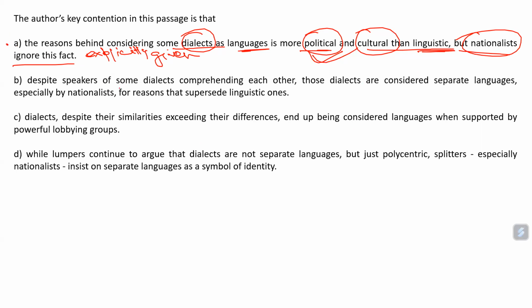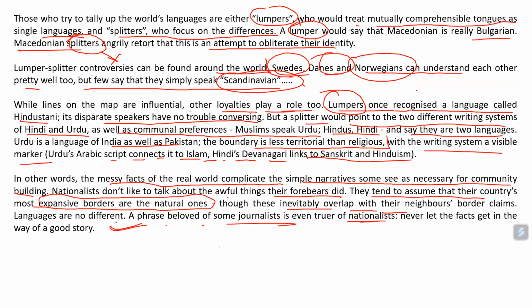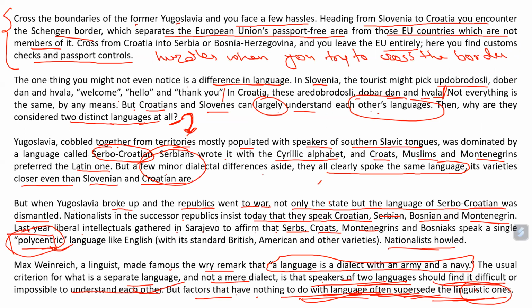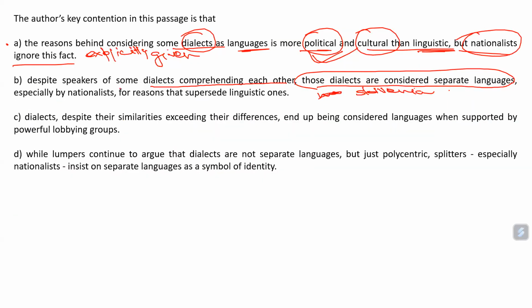Let's see. Despite speakers of some dialects comprehending each other, those dialects are considered separate languages, right? This is given in the case of Slovenia, as well as in the case of Croatia, right? Slovenia was dominated by a language, etc. Croatia. So the two languages are what? One is Slovenian and another is Croatian.